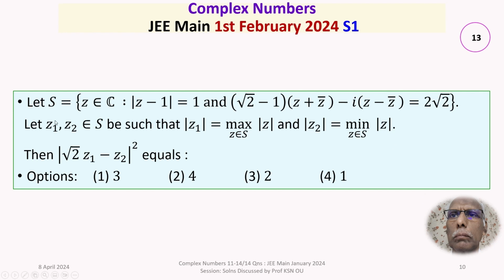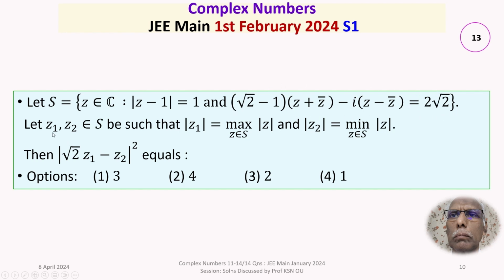So we are given the set of all those complex numbers Z belongs to C such that mod Z minus 1 is equal to 1, it is a circle, and root 2 minus 1 multiplied by Z plus Z bar minus i times Z minus Z bar is equal to 2 root 2. It is a straight line.